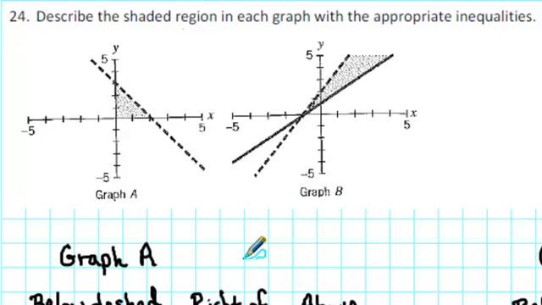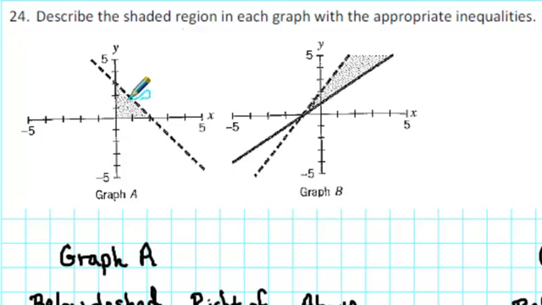Describe the shaded region in each graph with the appropriate inequalities. For graph A, we first of all want to notice that the shaded region is strictly below the dashed line. It's also on or to the right of the y-axis and on or above the x-axis.